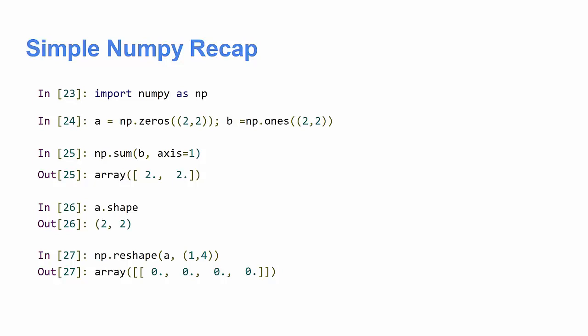If we do np.reshape(a, (1, 4)), it will make a single vector from the 2 by 2 matrix with all zeros.